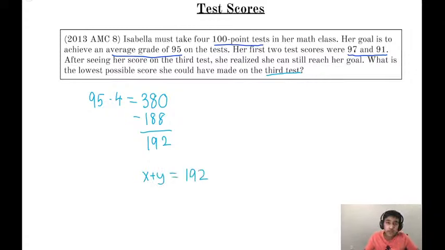So if the remaining 2 test scores must sum to 192, what's the lowest possible value of x? Well, the lowest possible value of x will exist when y is as high as possible. So y can be at most 100. If y is at most 100, x can be at the very minimum 92. Because if x is any less than 92, say 91, then the total sum is only 191 at most. So then you can't achieve her average of 95. So minimum, she could have gotten 92 on the third test. 92 is her answer.